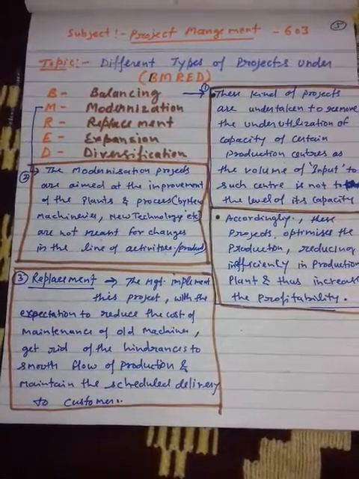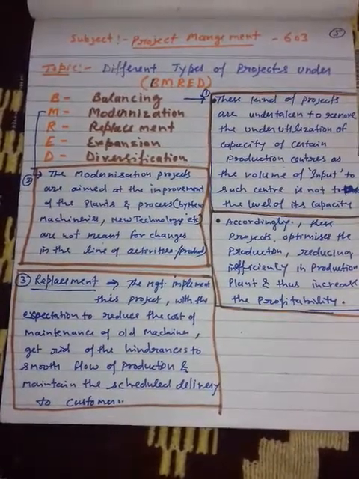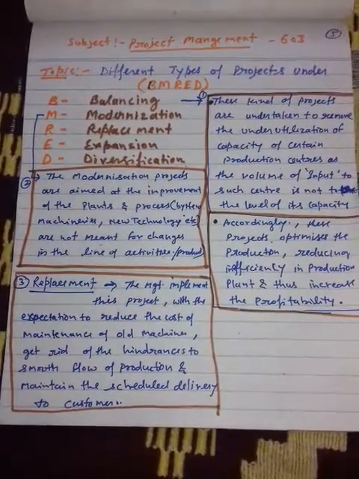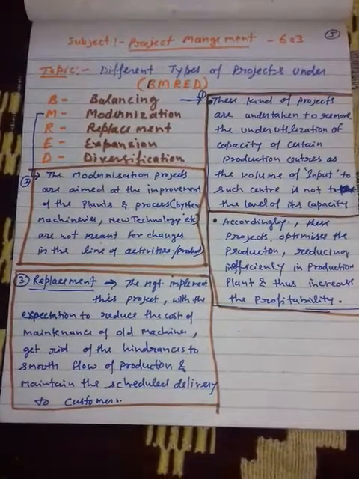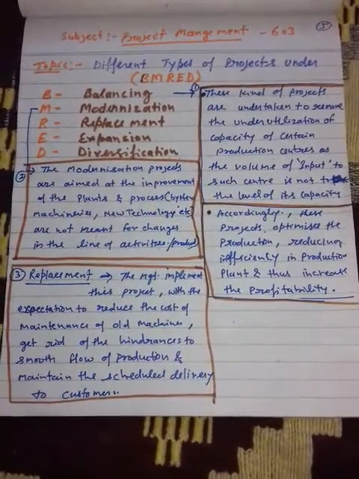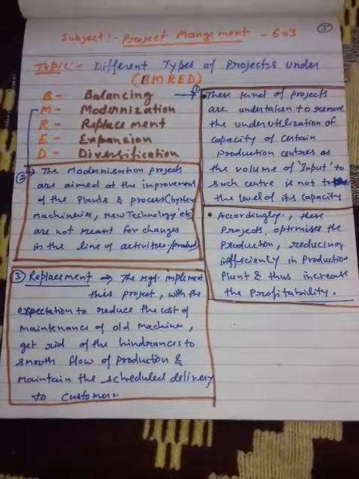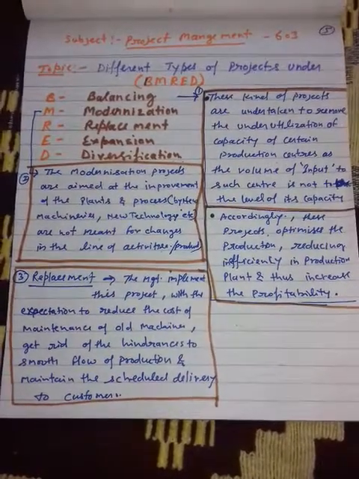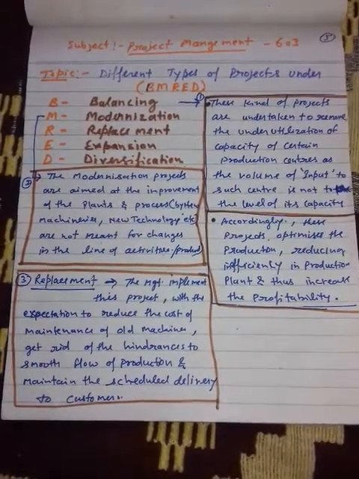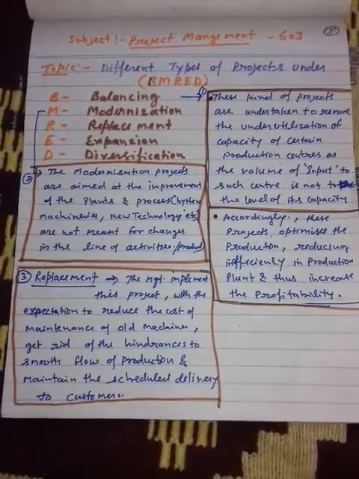So by replacement in such a situation we mean that the asset currently in use is replaced by one new one, with almost the same capacity and other things, and not including a new machine with much larger capacity, otherwise it would be a type of expansion project and not a replacement project. Most managements implement the replacement project with the expectation to reduce the cost of maintenance of the old machines and get rid of hindrances to the smooth flow of production. Thus maintaining the scheduled delivery to the customers is also required.